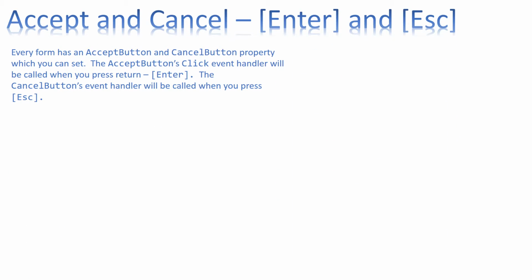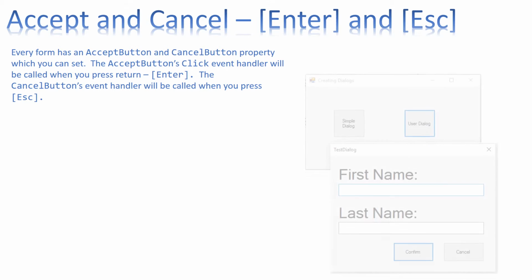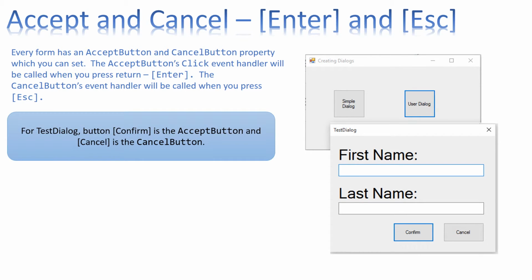We briefly mentioned this a few minutes earlier. Every form has an accept button and a cancel button property, which you should set to make your form look like a dialog. The accept button's click event handler will be called when you hit the return key, and the cancel button's event handler will be called when you press escape. Going back to our previous test dialog example, we've set the accept button to the confirm button on our form, and the cancel button to the cancel button on our form.